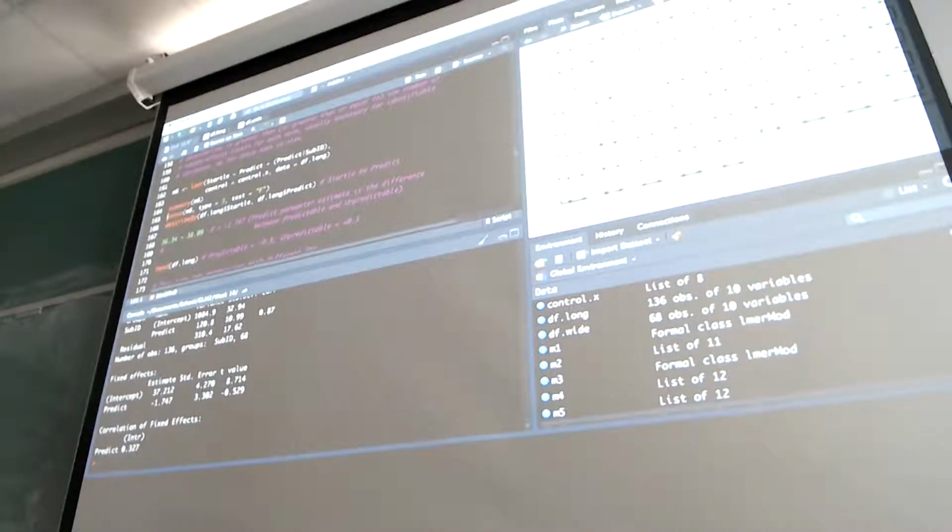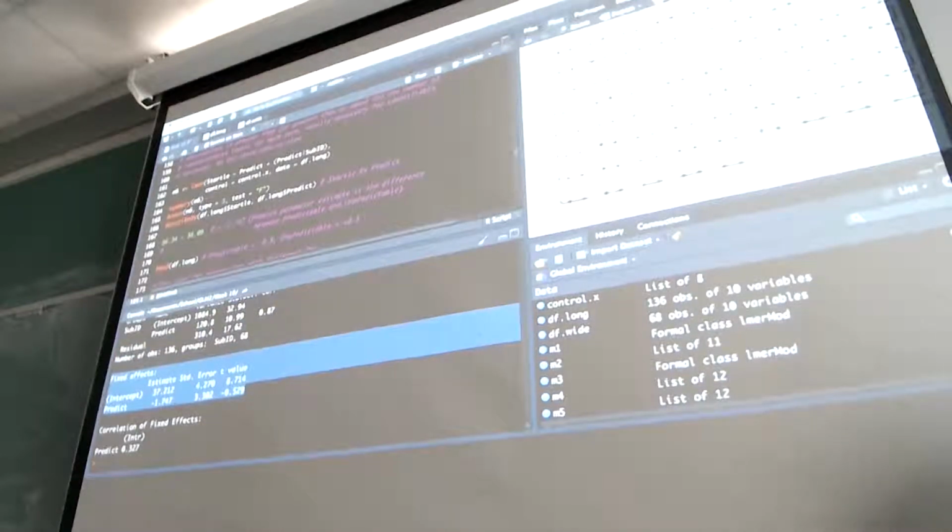Looking at our fixed effects here, the intercept estimate tells us what? Grand mean, as always. And the predict slope estimate tells us the change across that condition? Yeah.